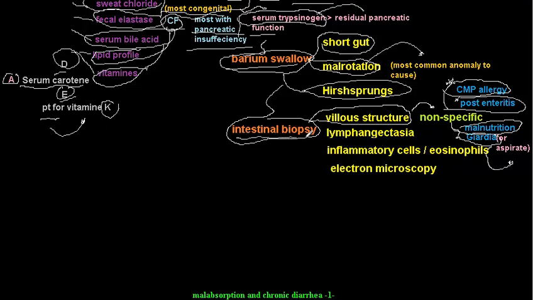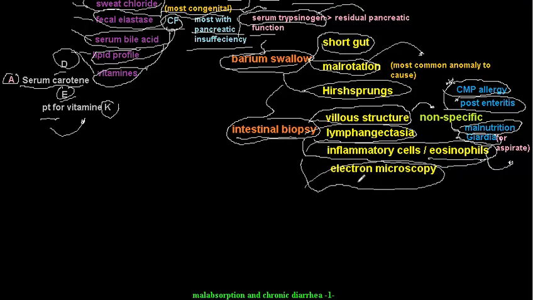Intestinal biopsy may show you villus atrophy. It may also show you lymphangiectasia. I'm going to talk about lymphangiectasia in a subsequent video. It may show inflammatory cells or eosinophils. In celiac disease we have what we call the Marsh classification. You may see inflammatory cells in the first or second degree of the Marsh classification. Eosinophils are an indicator of the presence of allergy. Electron microscopy also can be done.